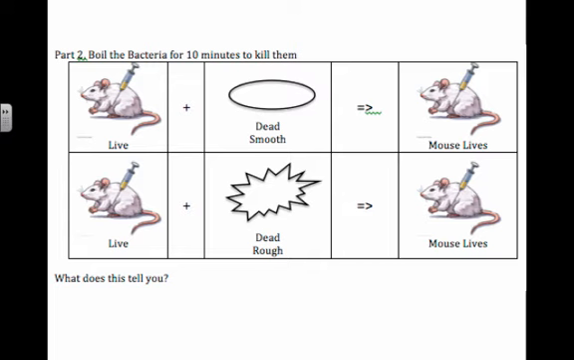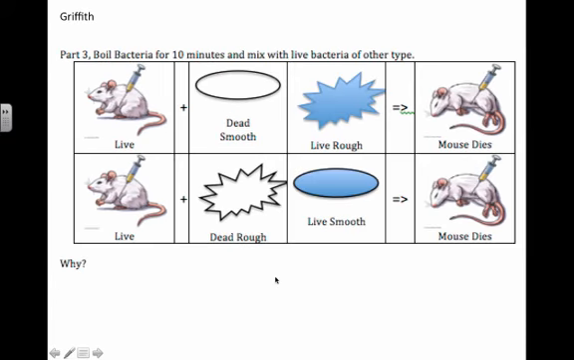So you should have decided that boiling kills the bacteria, and you have to have live bacteria to kill a mouse. That shouldn't be surprising to you, but that's the way it is. The third part of this is pretty cool.